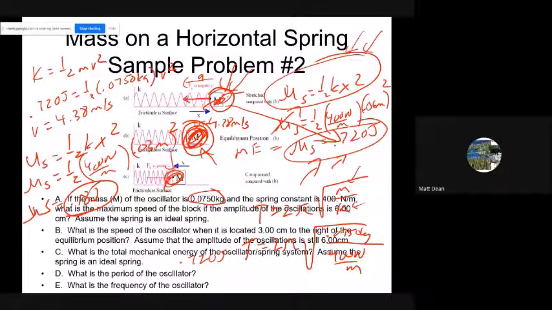0.05 divided by 400. Take the square root of that whole quantity and then multiply by 2 pi to end up with a period of 0.0860.